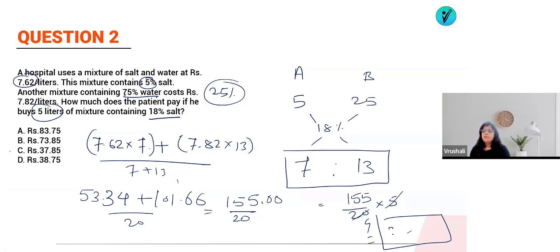4 threes are 12. There will be 3. 4 eights are 32. Sorry for this. Then remaining will be 3. So 4 sevens are 28 and 4 fives are 20. So it will be 38.75. That is option number D, which will be your answer for the 5 liters.